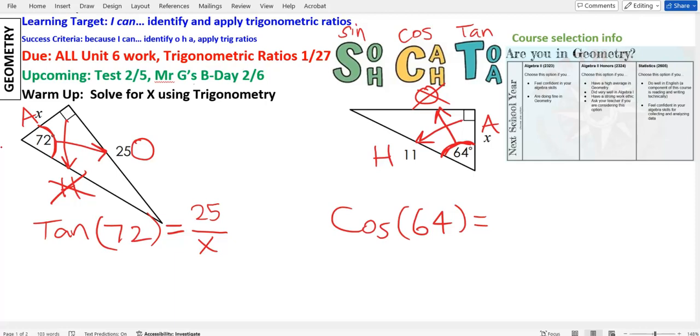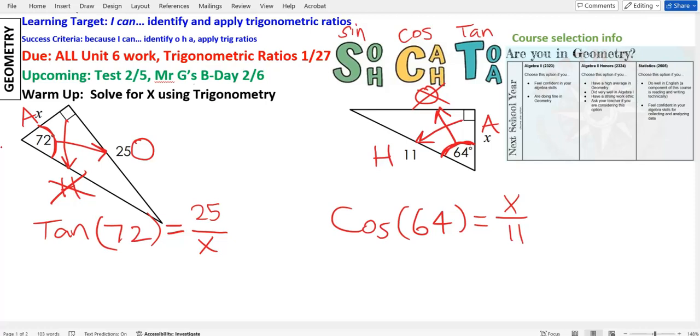Now what about cosine? Cosine is A over H. So A is X. H is 11. So it's X over 11. For both of these, so far all we've done is set it up. Now, I'm showing you two at the same time for a reason. So look over here, lock in.